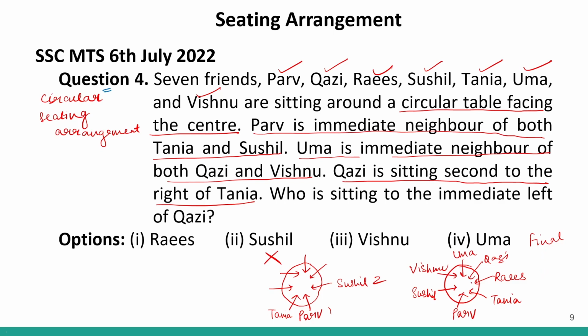Now based on this final arrangement, let us look at the question. The question says who is sitting to the immediate left of Kazi. So Kazi is over here. Immediate left will be this side. Immediate left is Rais. So my answer will be option number 1, Rais. Clear? This will be my answer.